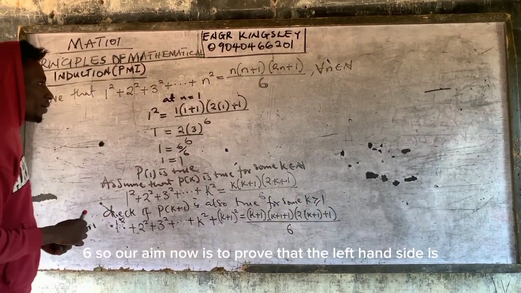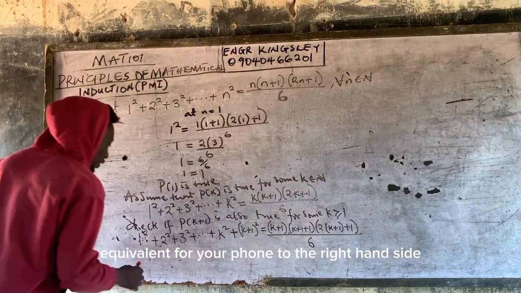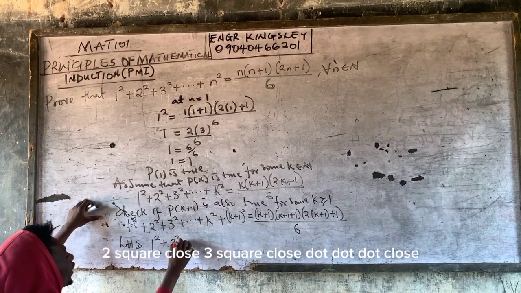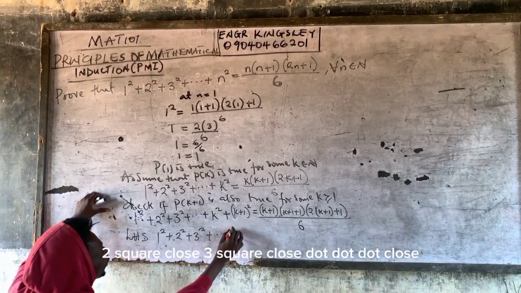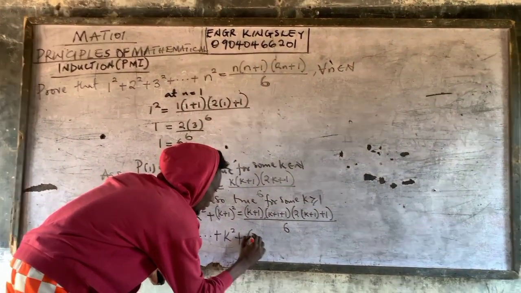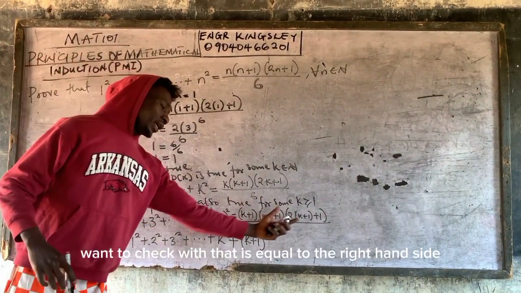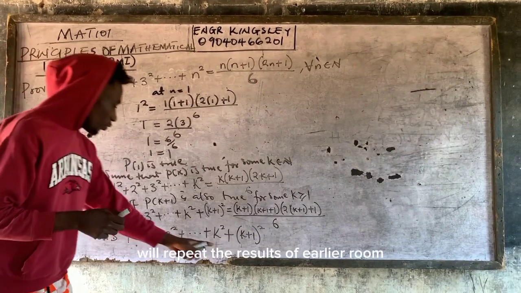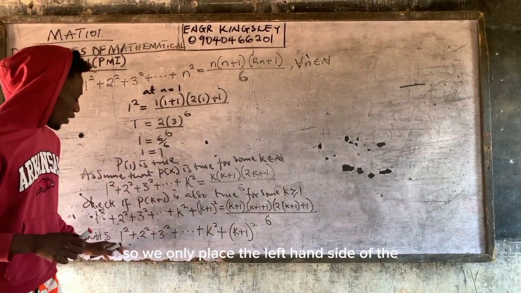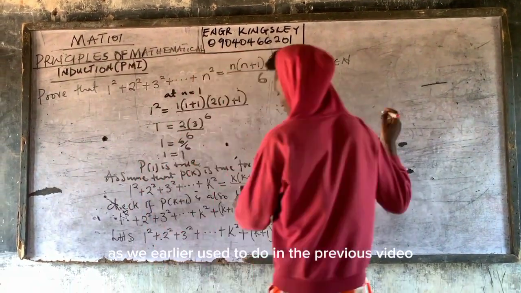6. So our aim now is to prove that the left hand side is equal to the right hand side. So we'll be having left hand side. Left hand side is 1 squared plus 2 squared plus 3 squared plus dot dot dot plus k squared plus k plus 1 all squared. This is the left hand side. We want to check whether it's equal to the right hand side. How are we going to do it? We repeated the assumption earlier on by saying that the assumption is the whole of this. So we are going to replace the left hand side of the assumption with the right hand side, as we earlier used to do in the previous video.